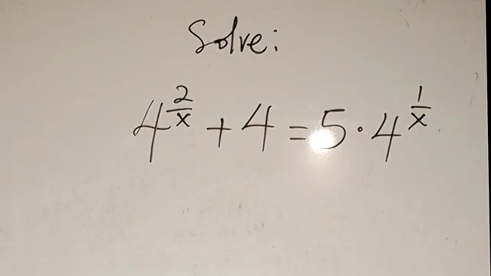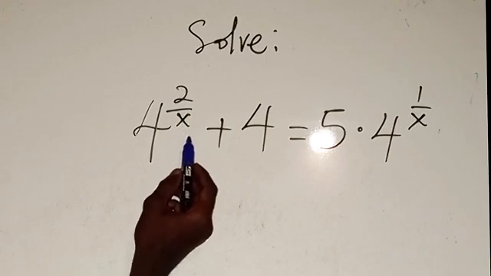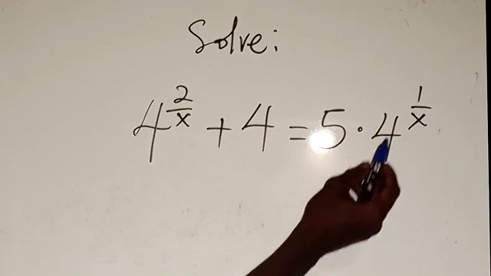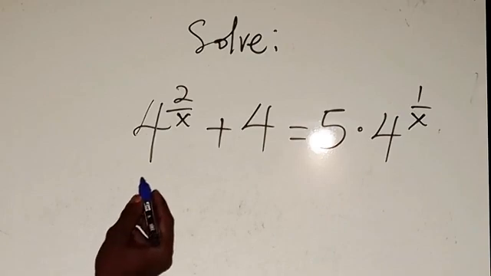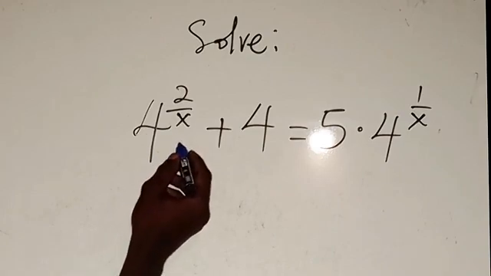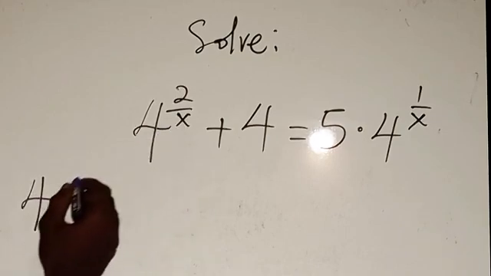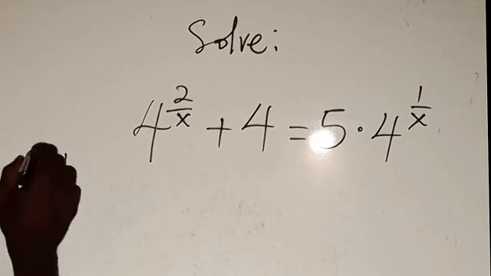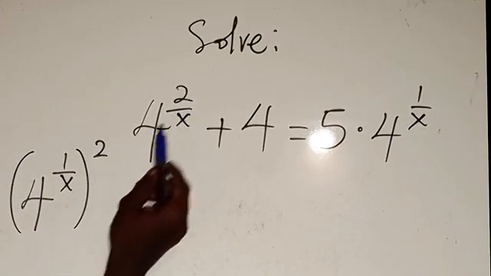We have this exponential equation. We are asked to find the value of x. We have 4 to the power of 2 over x plus 4 equals 5 multiplied by 4 to the power of 1 over x. So what we are going to do from here, we are going to rewrite this as, let's say I have 4, I have 1 over x, then all to the power of 2. So I try to take these two outside.